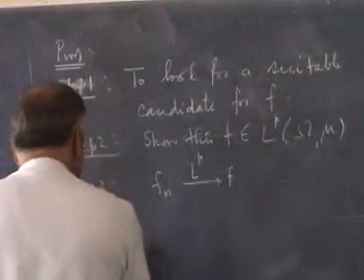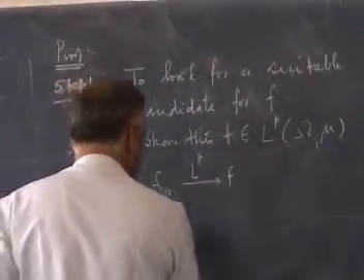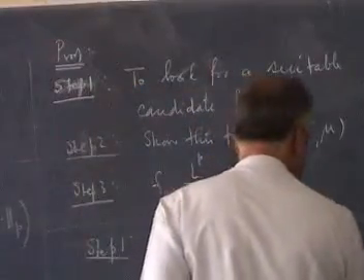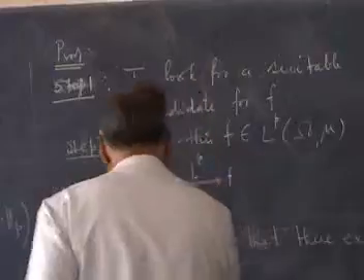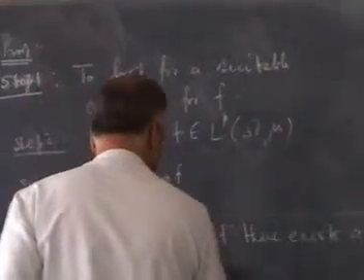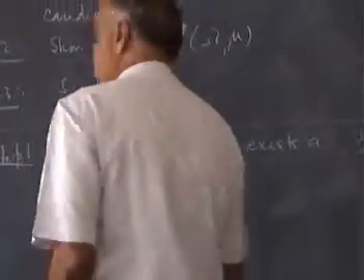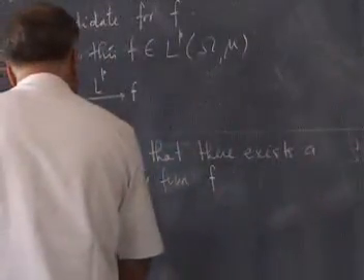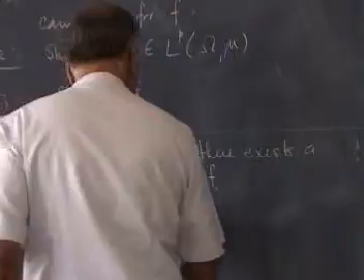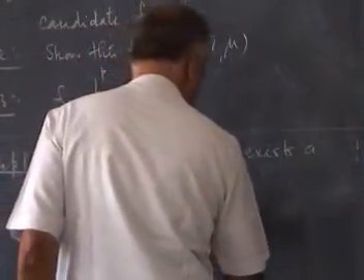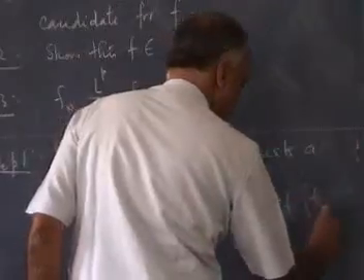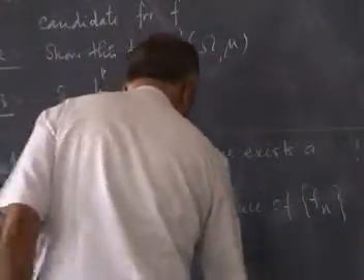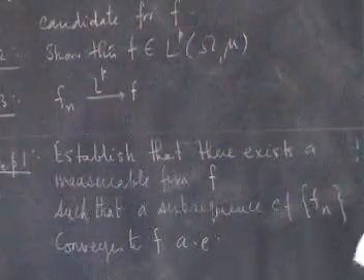So what we do in step 1 is establish that there exists a measurable function f, I'll make some statements later, such that a subsequence of Fn converges. That's the first step that we are going to show.